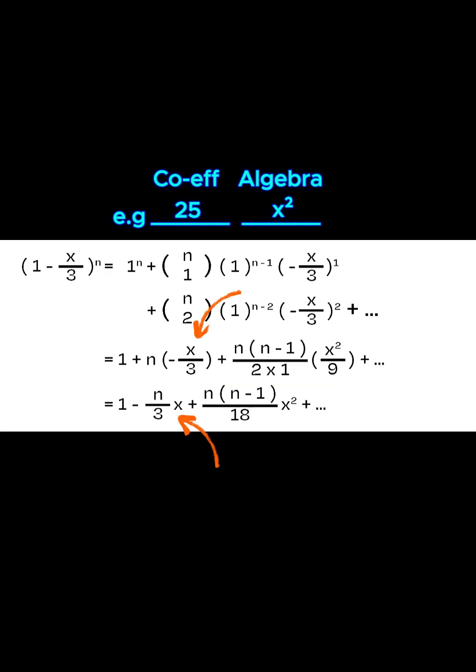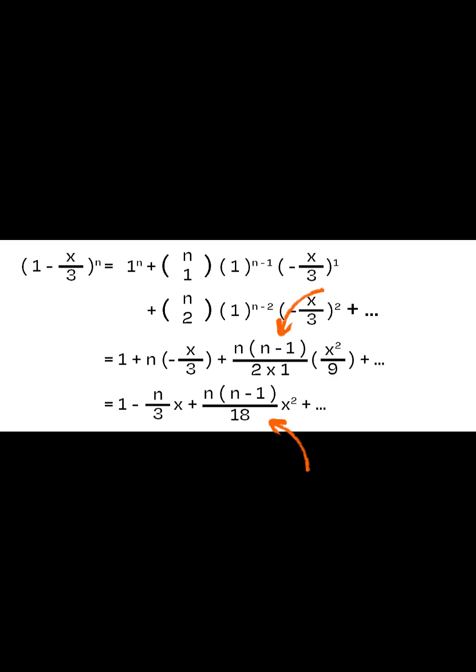So for the second term, I've reorganized it to coefficient, the minus n over 3, and next to it, I put the algebra, which is x. Then for the third term, I wrote down all the coefficient on the left, so that would be the n minus 1 over 18. How I got 18 was because I just took the 2 times 9 previously. And then the x squared, which is the algebra, I just place it right next to the coefficient. Okay, so this is a very good habit. So now we have ourselves the expanded binomial.